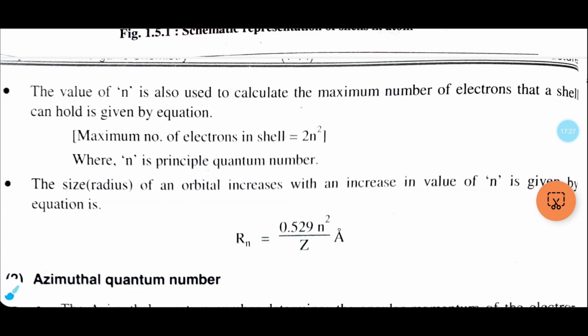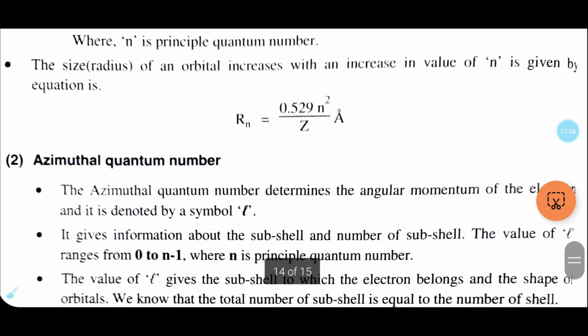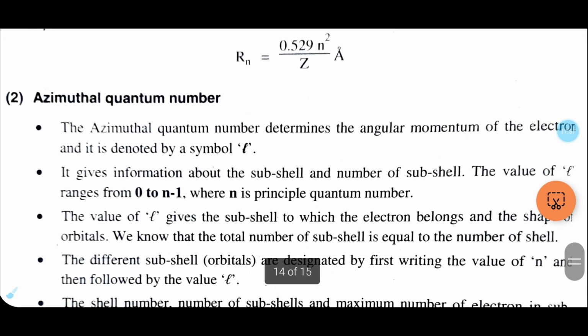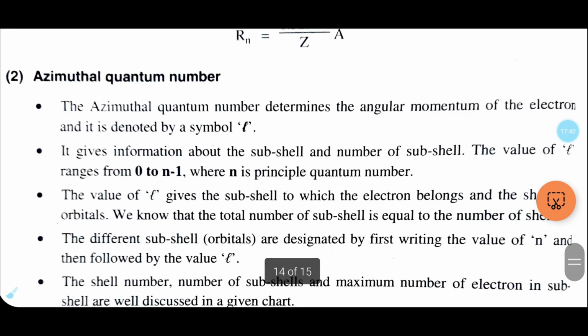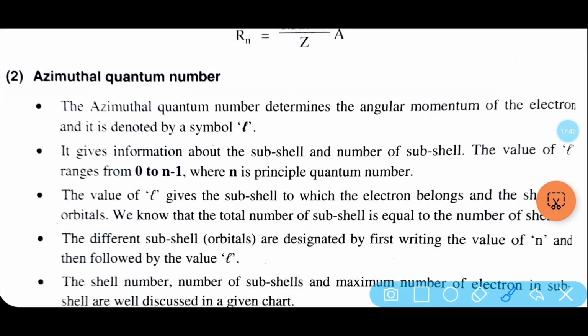By this equation, we are able to predict the radius of the orbit. Now let us see another quantum number, called the azimuthal quantum number, given by the symbol small l. This azimuthal quantum number determines the angular momentum of an electron, and it is denoted by the symbol L, as we saw. Particularly, the principal quantum number gives us the radius of the orbit and the energy of the orbit or the shell.